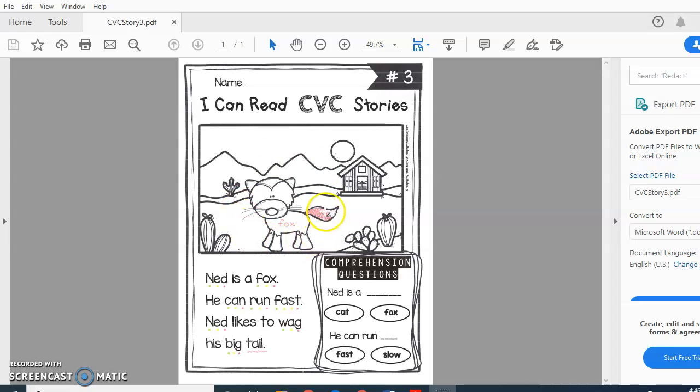All right. So the fox's name is Ned. I'm going to tell you that before you start reading so you will have an idea of what some of the words might look like. So let's go down and begin our story. Right here is our capital N and our green dot. And we'll say Ned.